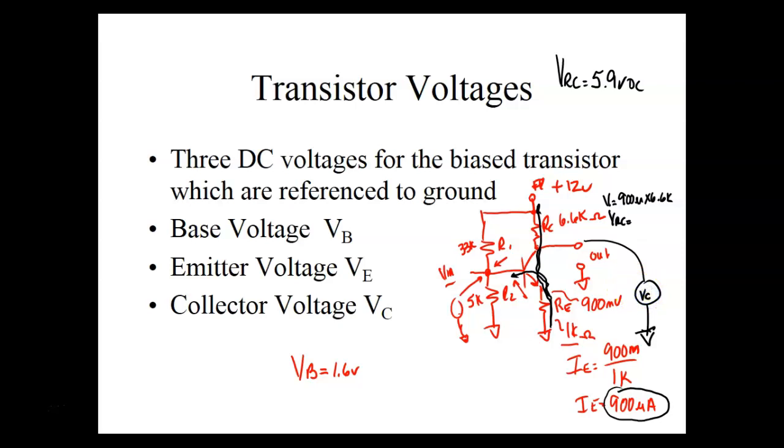VC, collector voltage. So these voltages are all referenced. I should mark out ground, guys. I should put circuit common, because every circuit is not connected to ground. So what would VC measure?